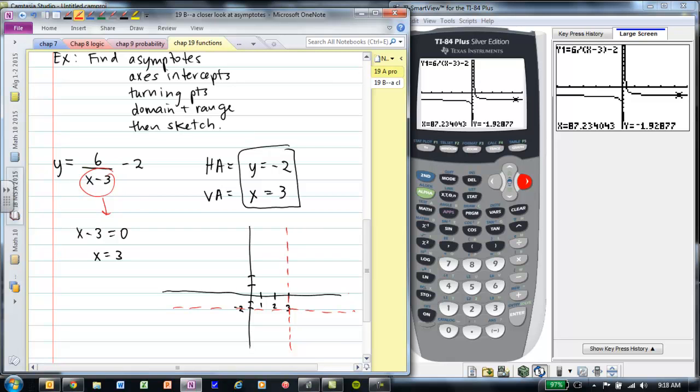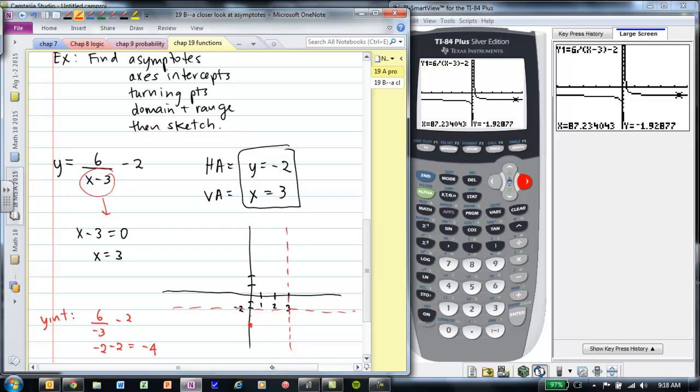So let's actually do the y-intercept first. So we plug in 0 for x. So for the y-intercept, we would get 6 over negative 3 minus 2. Well, 6 over negative 3 is negative 2, minus 2 equals negative 4. So our y-intercept is down here at negative 4.